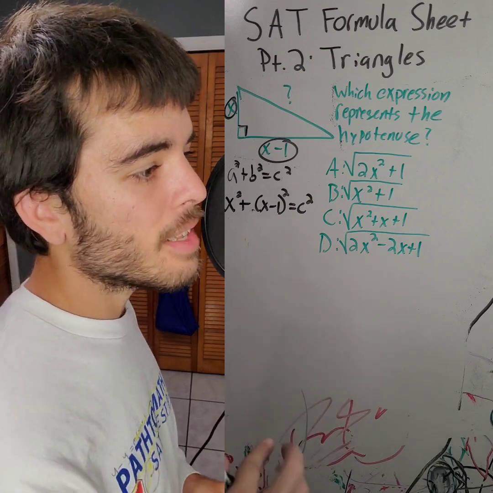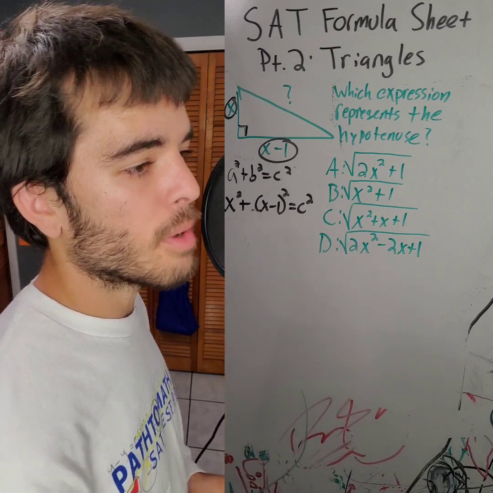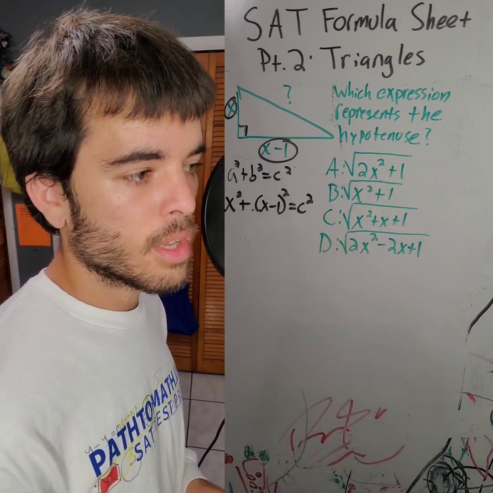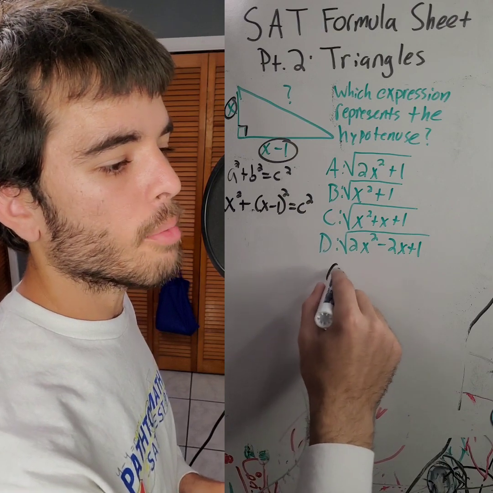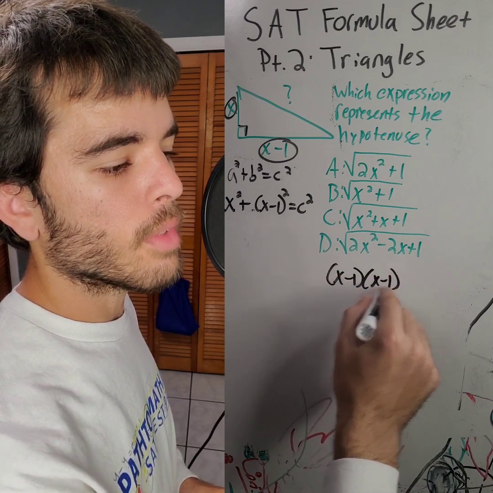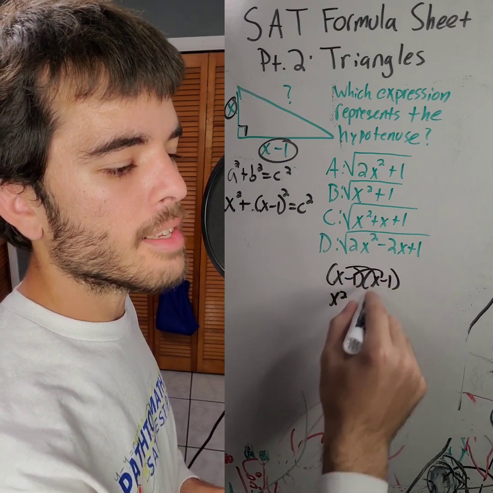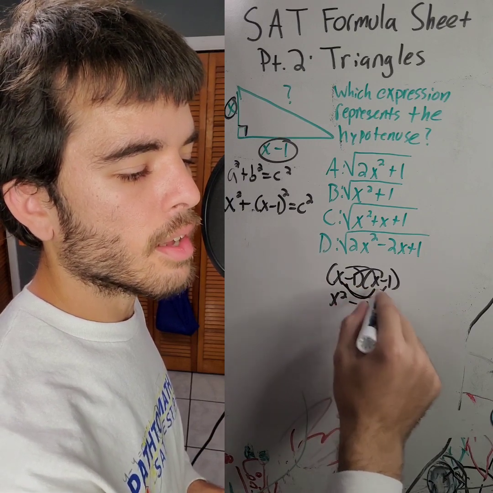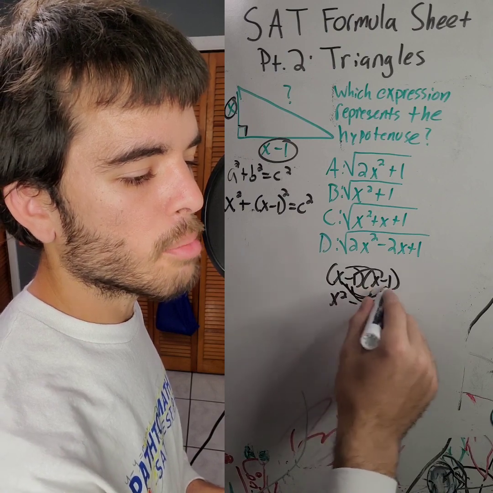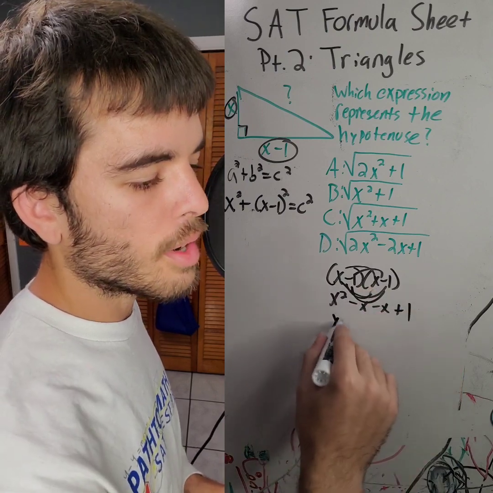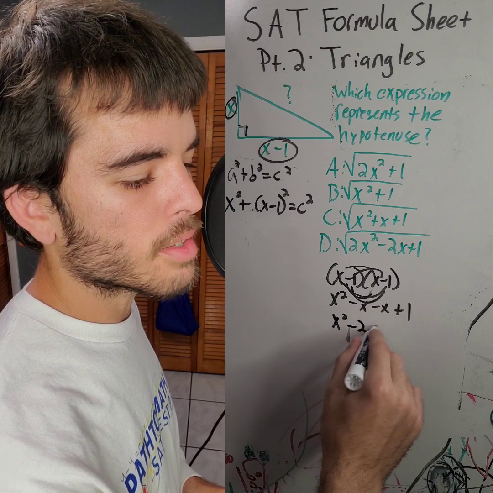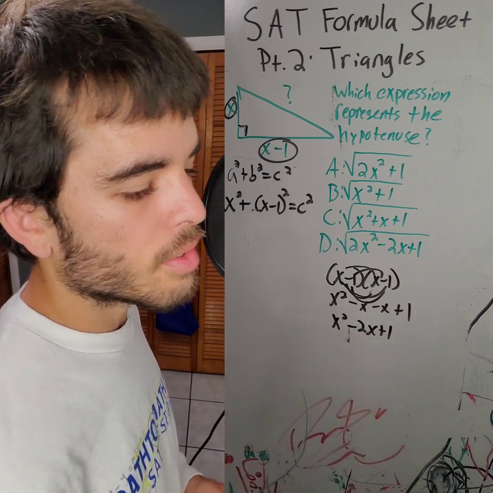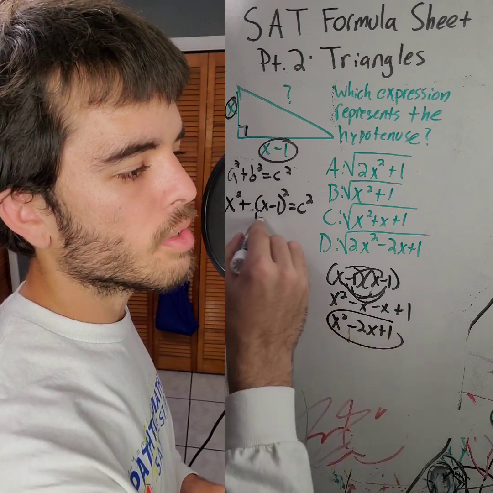It seems evident that they want us to FOIL out the (x minus 1) squared because I don't see any parentheses in any of these multiple choice options. So let's take the time and FOIL that out. We get x squared minus x, whoops, I'm all over the place, I'm sorry, plus 1. So we get x squared minus 2x plus 1. So that expression here is going to replace (x minus 1) squared.